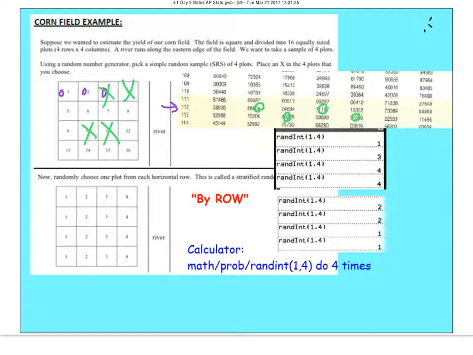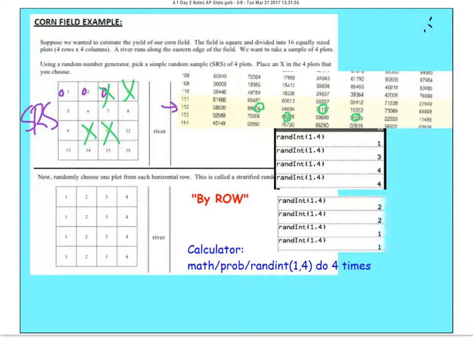Now in this method, what we basically did is we just chose a standard SRS of picking plots, the old method. Now let's go to the second scenario here. They want us to randomly choose one plot from each horizontal row. They want us to stratify by this one.